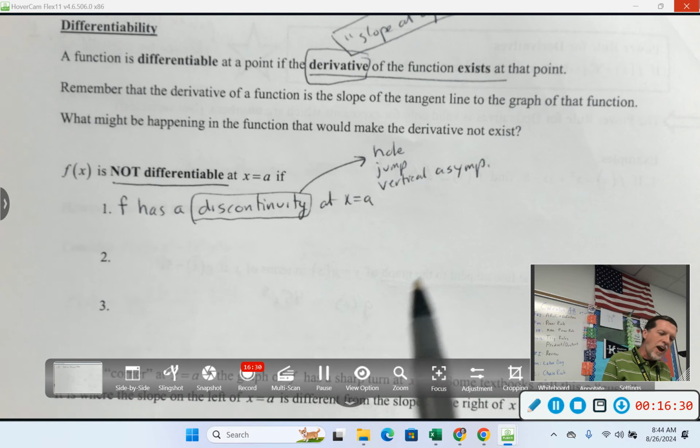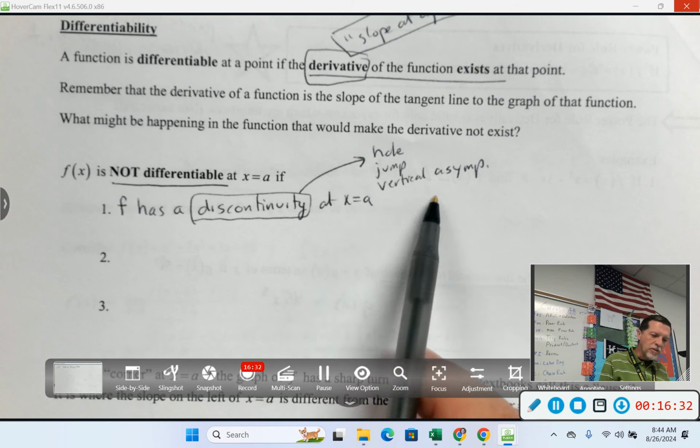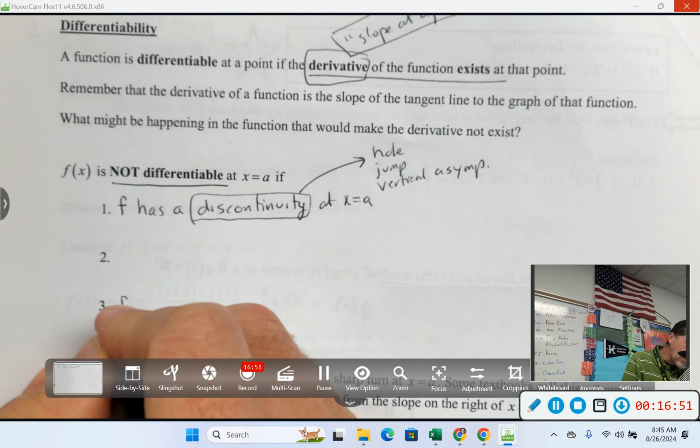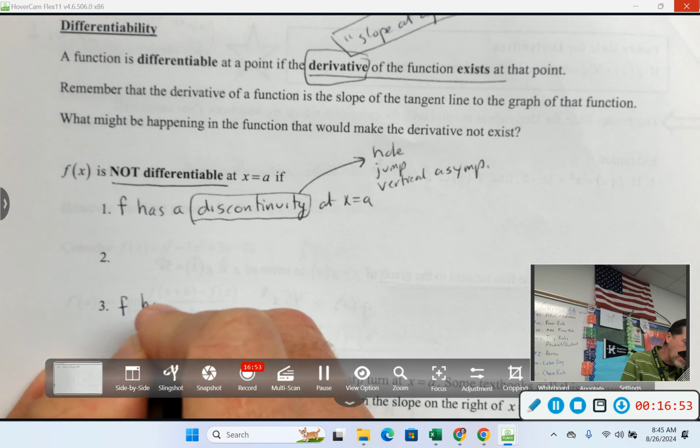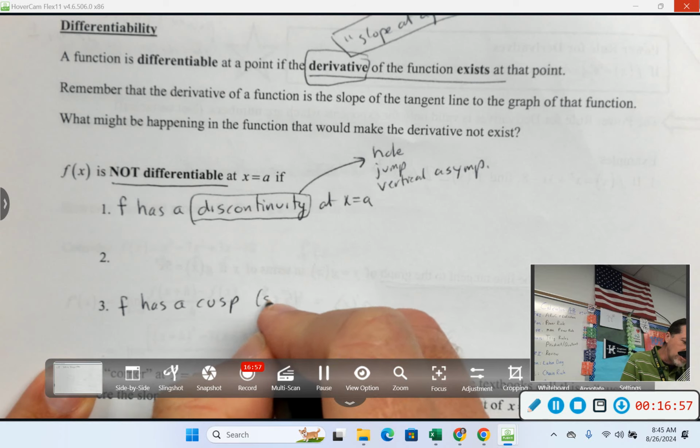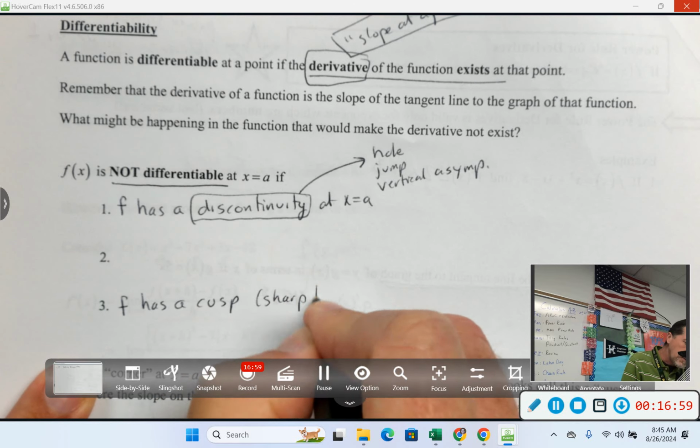Can you think of any graphs that don't have a hole or a jump or a vertical asymptote, but where it would be impossible to take a derivative at a certain spot? If it has a cusp. A cusp. You've had these notes before. Did we do this last year as well? Cusp. I'm going to put that as 3. F has a cusp. Remember, that's the same thing as a sharp turn or a corner.